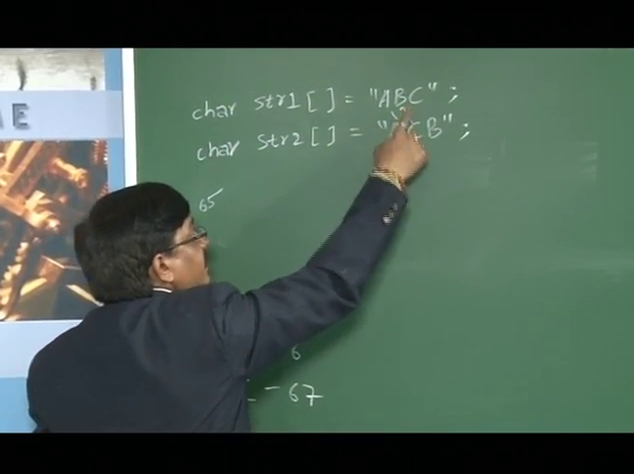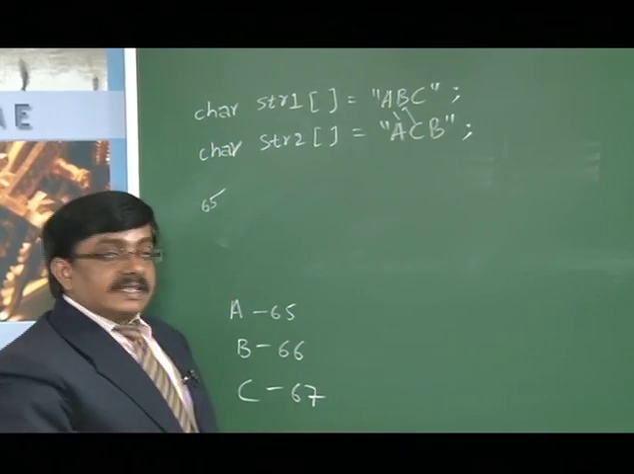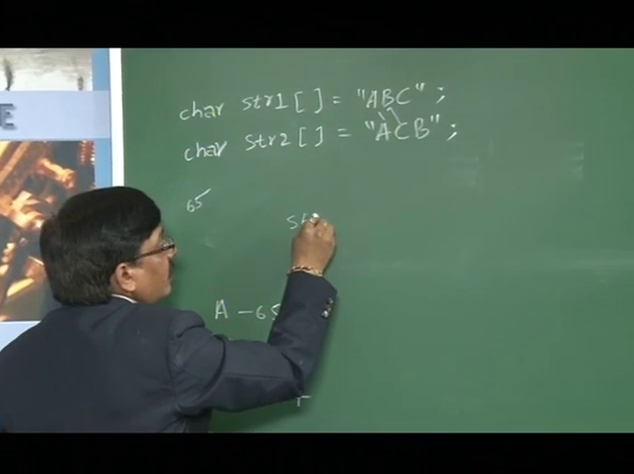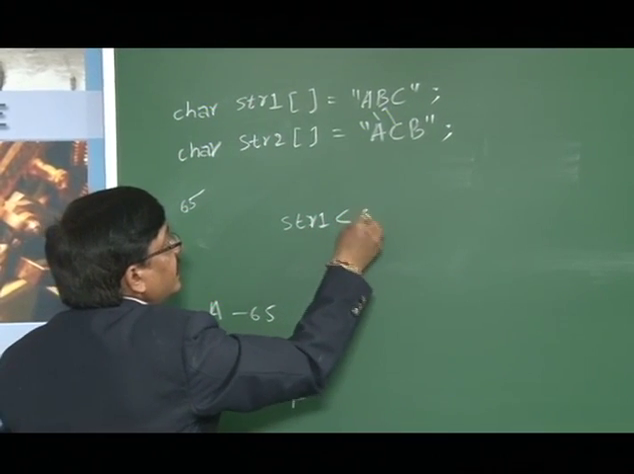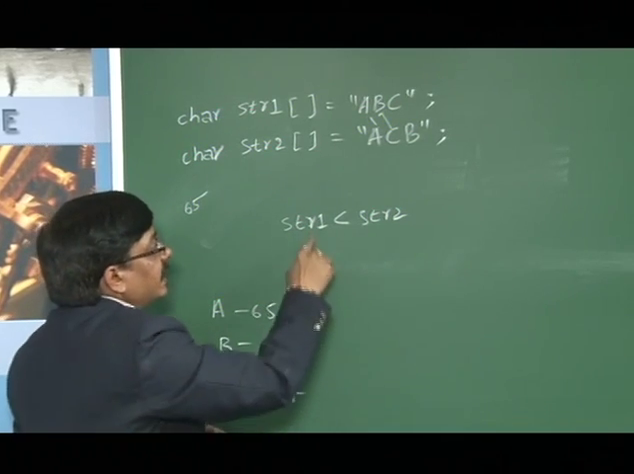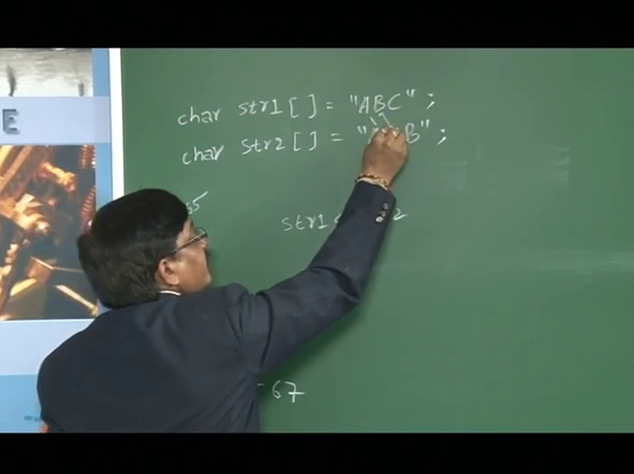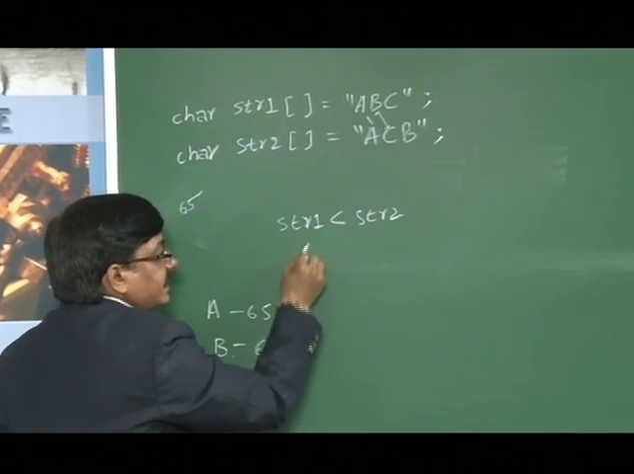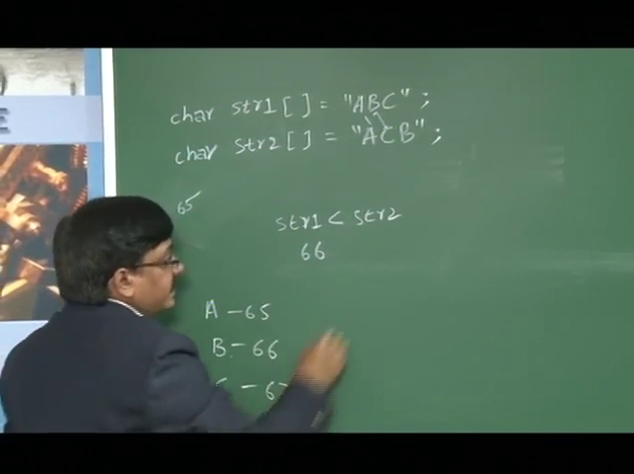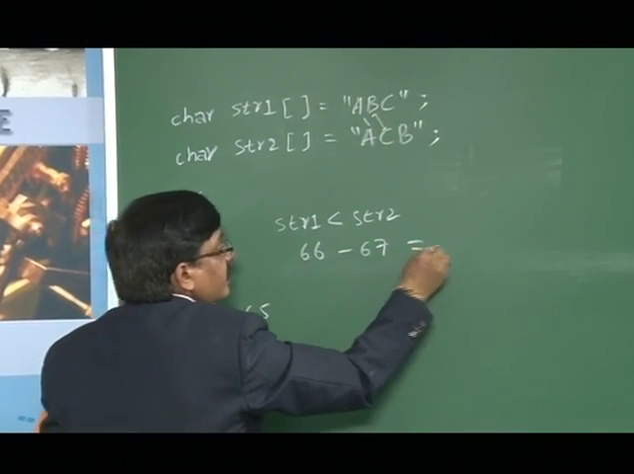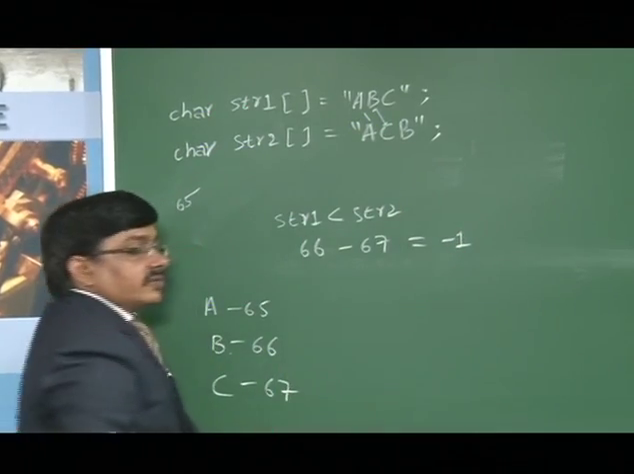B value is 66 whereas C value is 67 there. When it is lesser than, it means STR1 is less than STR2. Now STR is the character where exactly we are finding the difference, the second character. What is the ASCII value of B here? 66. Now, minus 67. What is the ASCII value of the character C here? 67. When I do this, what value do I get? Minus 1. So that is the reason.